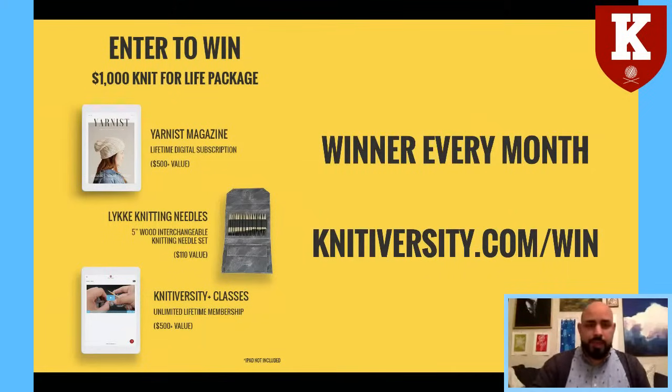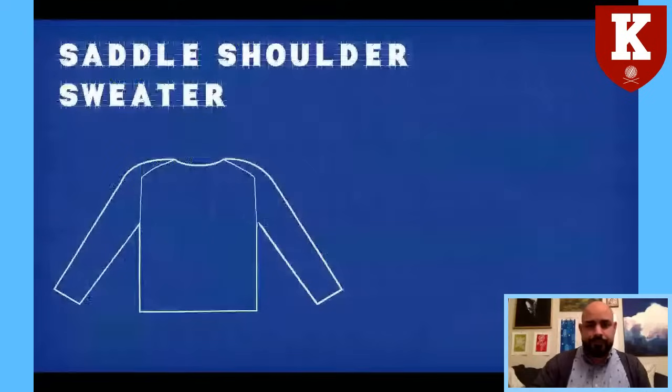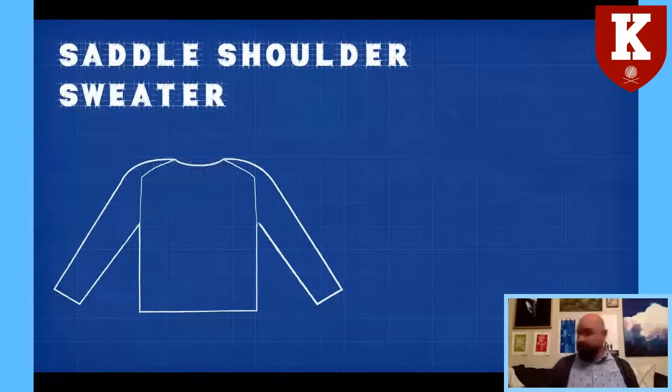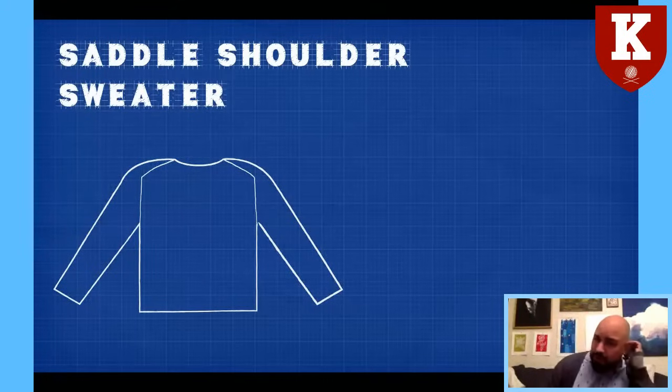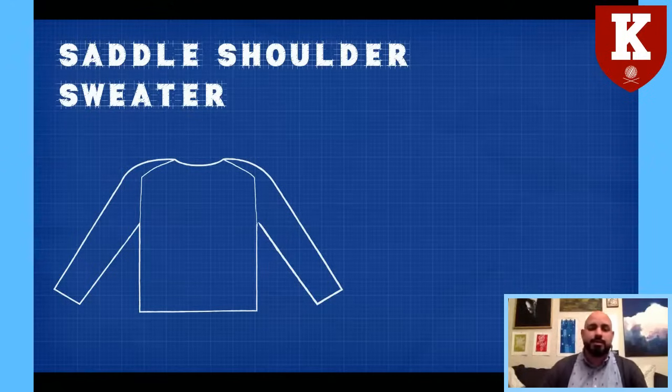Okay, so let's jump back into our sweaters. Up next, we have the saddle shoulder sweater. And to be honest, this is probably my least favorite sweater. That's just because, one, it's kind of an awkward shaped knit. It's not very flattering unless you're a guy for the most part, because it really accentuates your shoulders.